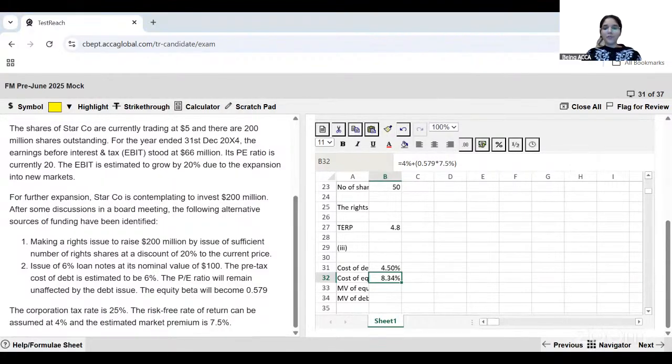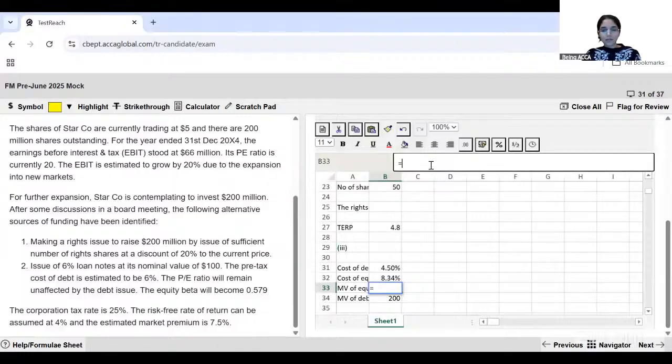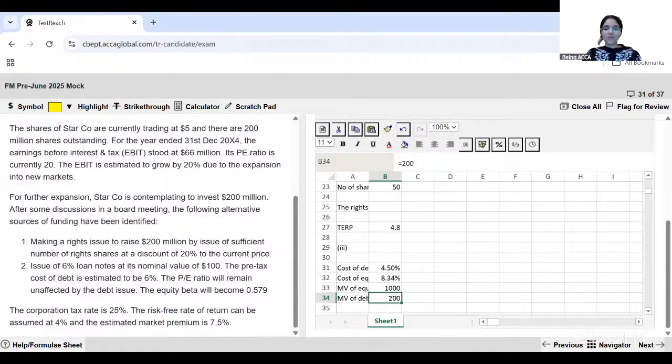Now we are going to find out the market values. Market value of debt is very simple, 200 million worth of debt. It's going to be issued at its nominal value of 100. And then we are going to have the equity. Equity also, it says that the PE ratio remains unchanged. So 200 million multiplied by 5, which is the current market price, which is going to be 1000. So now we have the value of equity, we have the value of debt.